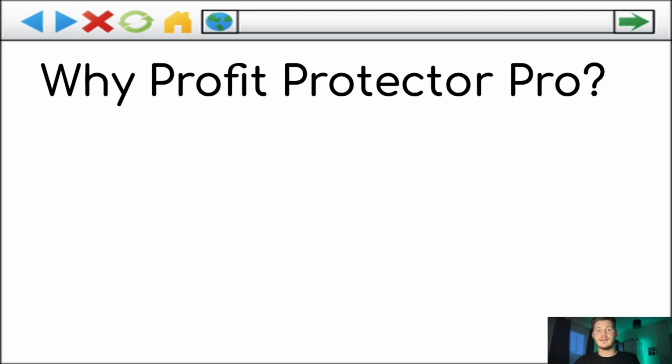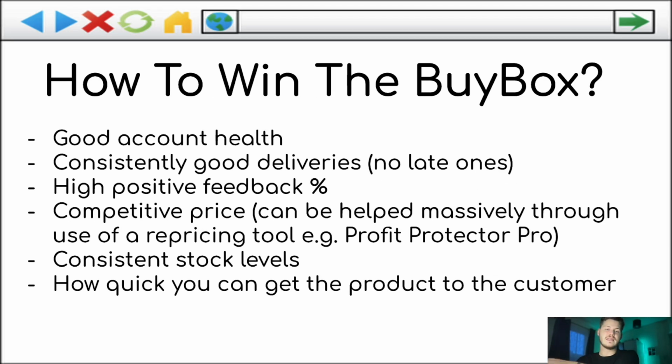But as a beginner, as I say, you might not be in a position to use a repricing tool like that straight away. So make sure that you are sticking to these things right here in the How to Win the Buy Box slide. Good account health, consistently good deliveries, high positive feedback percentage, competitive price, consistent stock levels, how quick can you get the product to the customer.